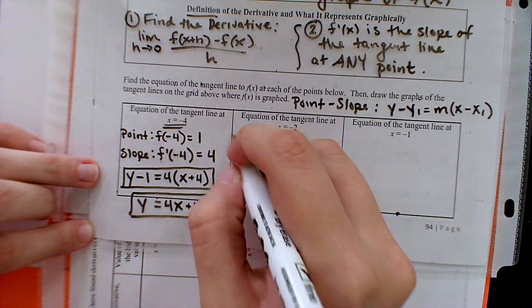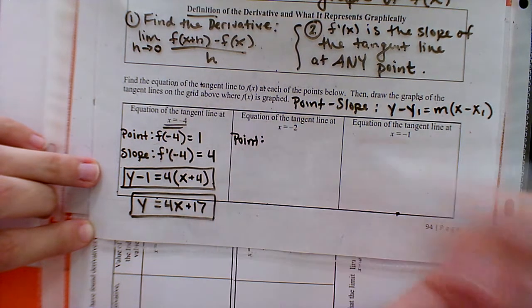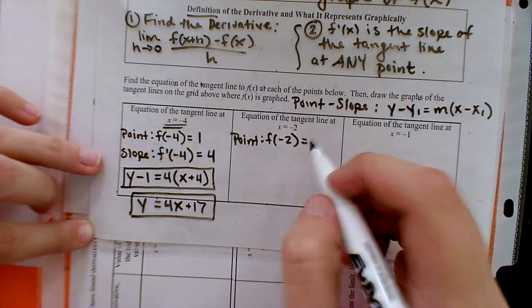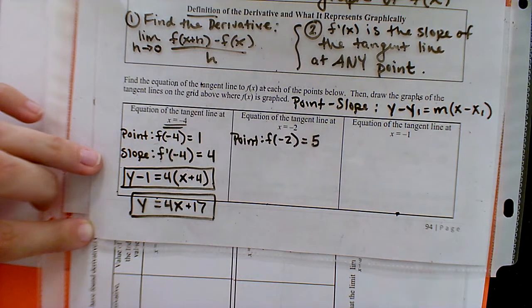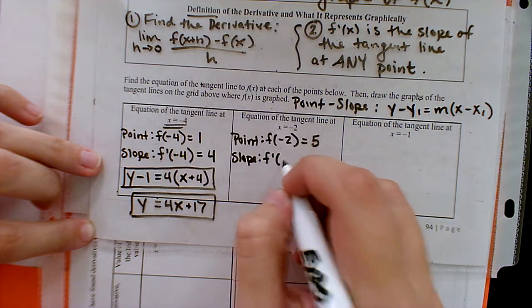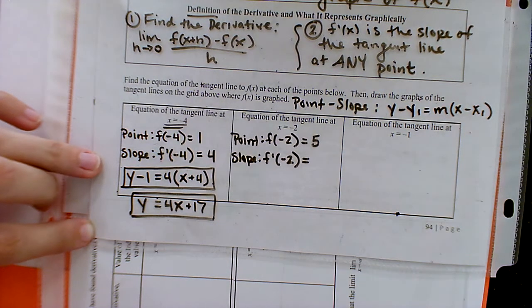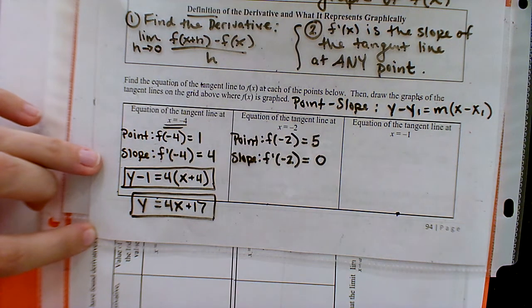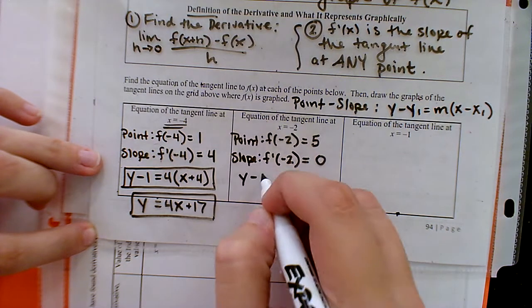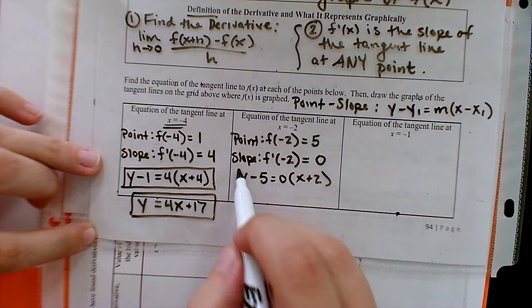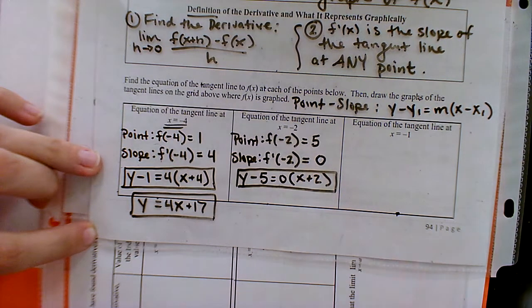Okay, let's try the second line we drew. The point on the curve, if we plugged in -2 into the original equation, we would have a height of 5 based off the parabola. If we plugged in -2 into the derivative, what did we say was the slope at that point? 0. That's from our table that we did. So we put that information together in point-slope form. We'd have y minus 5 equals 0 times x plus 2. You can leave your equation like that.